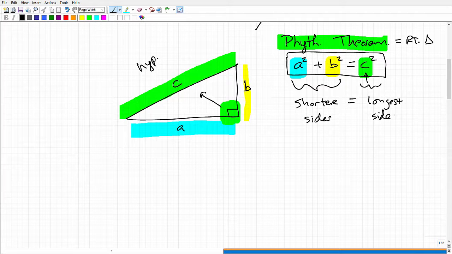You don't typically see this formula written out this way, but we can kind of just see it, right? So we have the sum. In other words, we're going to add up the squares of these shorter sides, and that's going to be equal to the square of the longest side. So let's see how this works, okay?